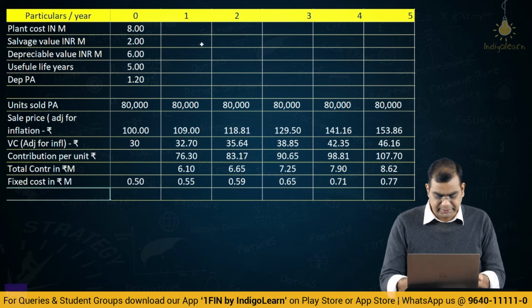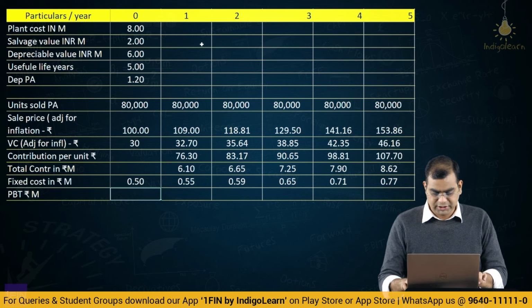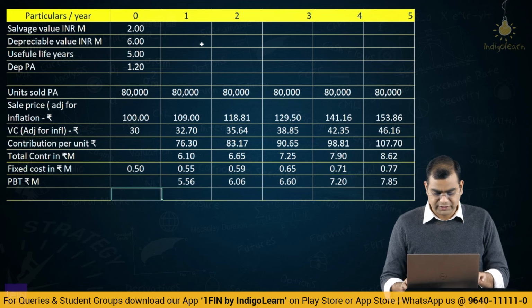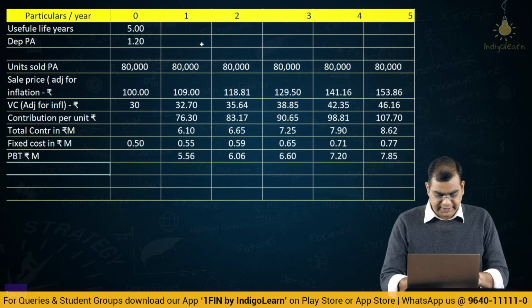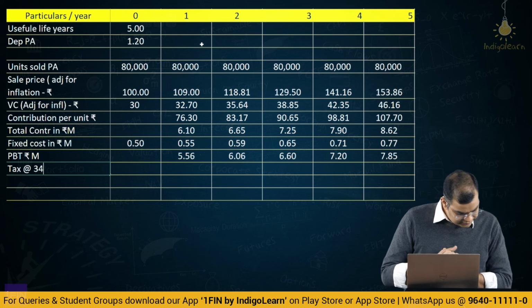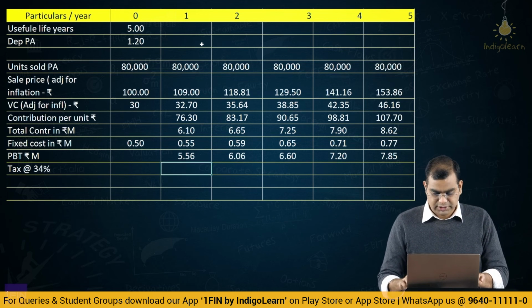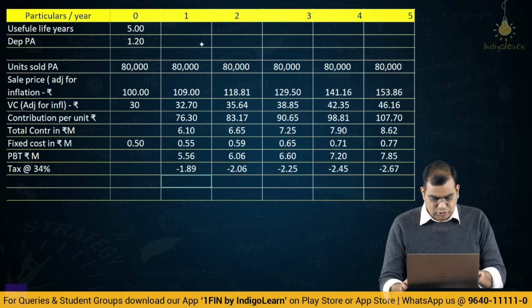No, no jamela of interest, right? So you can directly take PBT. PBT in rupees million is how much? Difference between contribution and fixed cost, right? Which is 5.56 for the first year and 7.85 million for the last year, right? So then tax at the rate of 34%. They mentioned 34% and there is no withholding tax also. At 34%, tax is minus 34% into 5.56, which is 1.89, and last year it will be minus 2.67.